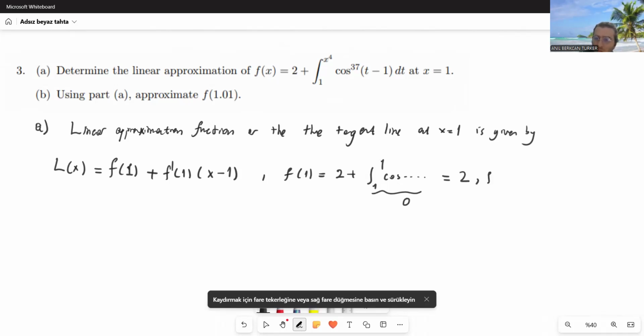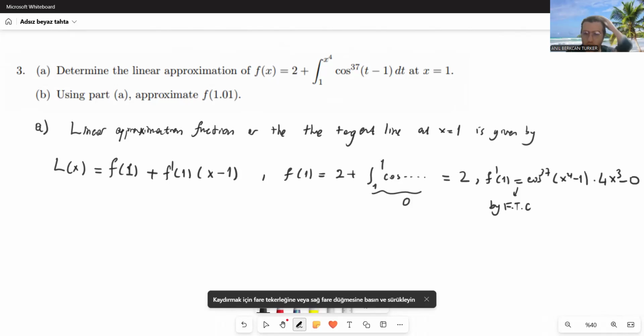What about f prime(1)? By the fundamental theorem of calculus, it is cosine of 37 x to the power 4 minus 1, dot the derivative of the boundary, which is 4x cubed. Okay, minus 0, because the second boundary is constant. It doesn't change with respect to x.